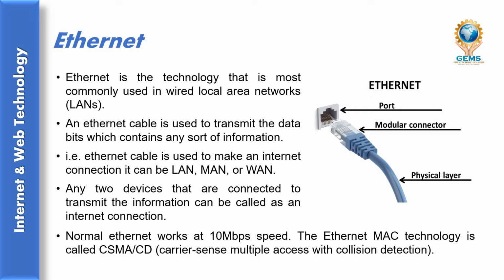The Ethernet cable is used to transmit data bitwise, which can contain any sort of information, and is used to make an internet connection. It can be a local area network, metropolitan area network, or wide area network. When two devices are connected to transmit information, it can be called an internet connection. Normal Ethernet works at 10 Mbps speed, with the Ethernet MAC technology called carrier sense multiple access with collision detection.